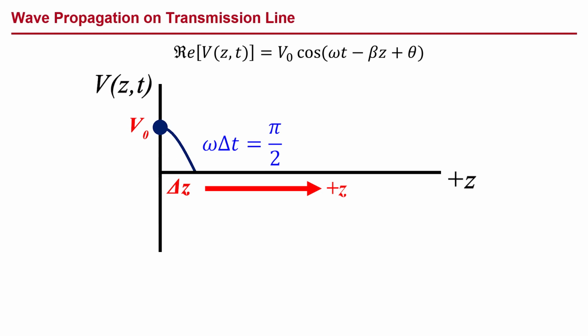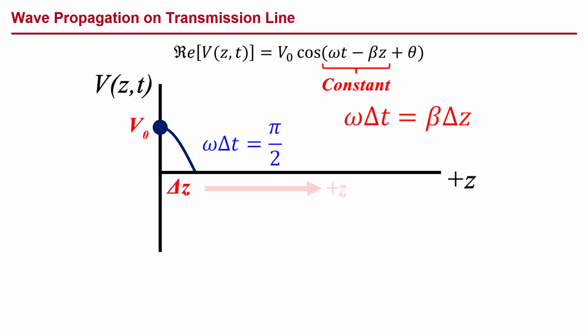Because V0 is a constant, the potential can be constant only if our cosine argument is constant. Because theta is constant, omega t minus beta z must also be constant. For this to be true, any change in our time-dependent term, omega delta t, must be balanced by the same change in the spatial-dependent term, beta delta z. Thus, if omega delta t equals pi over 2 for a quarter cycle in the time domain, then beta delta z must also equal pi over 2, such that the waveform advances by a quarter cycle in space.